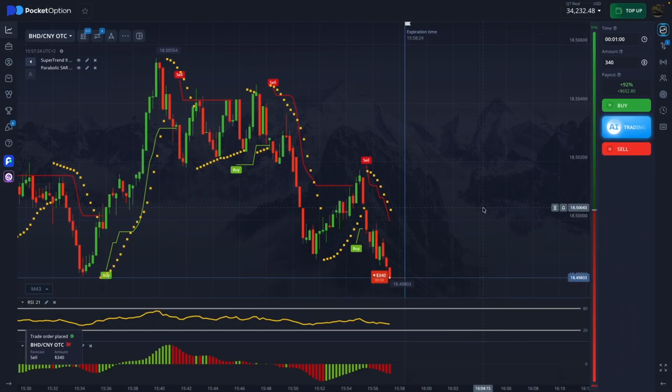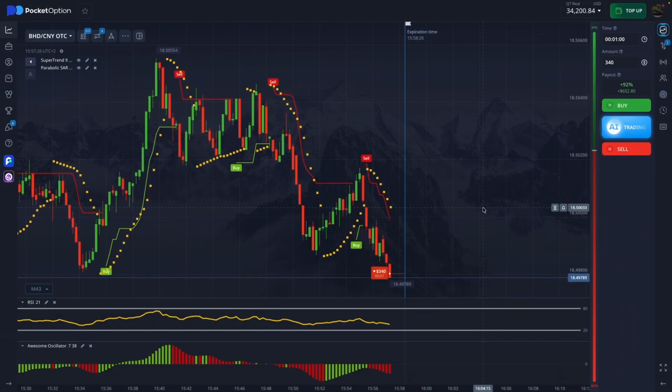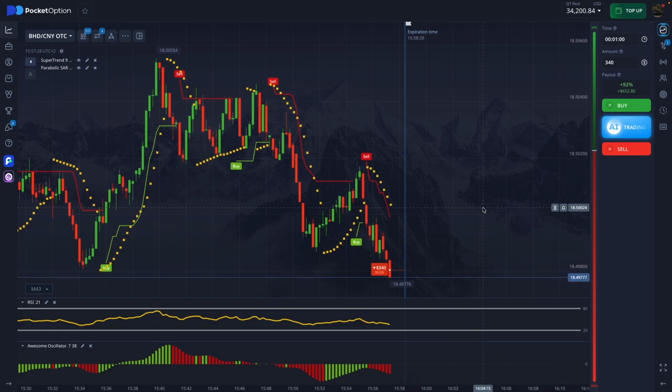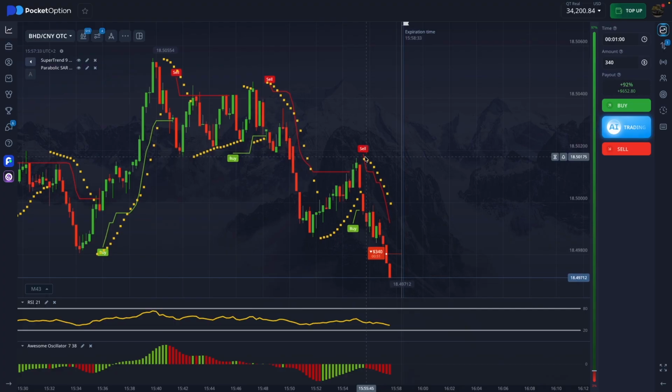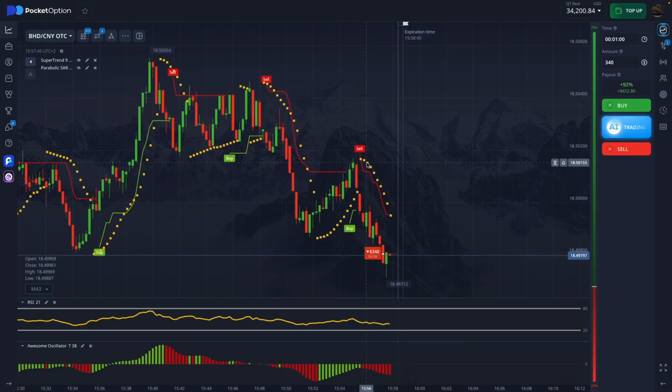So I found a good moment to enter a down trade. What do I see on the chart now? Right now there is an active sell signal on the chart from the super trend indicator, which means I can open down trades. Then I get the second confirmation from the SAR indicator. To enter down trades, I need the SAR indicator to show its dots above the chart. Basically, this is exactly what's happening.